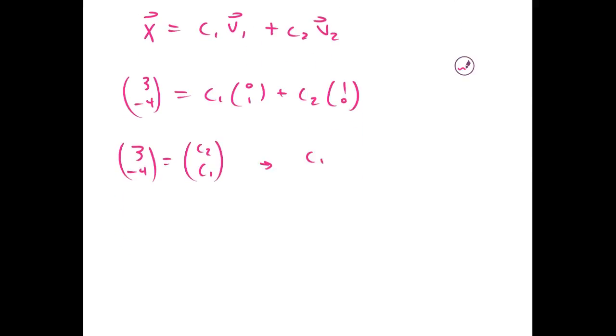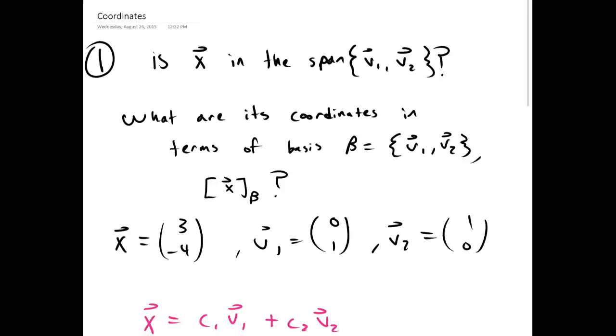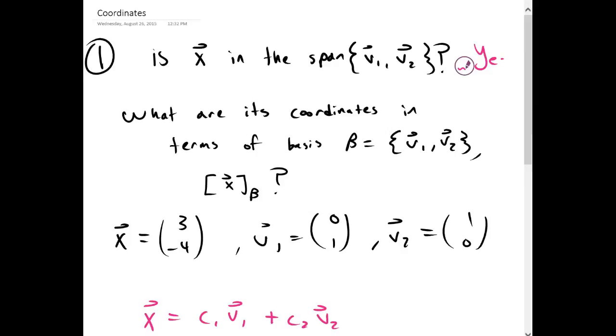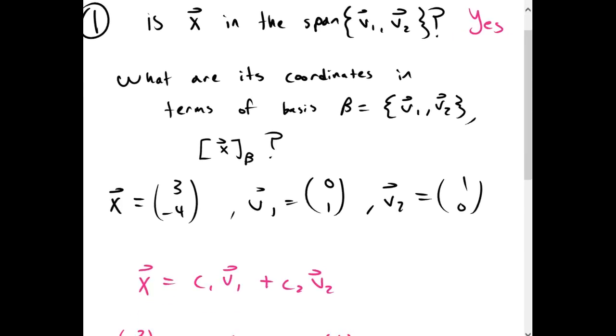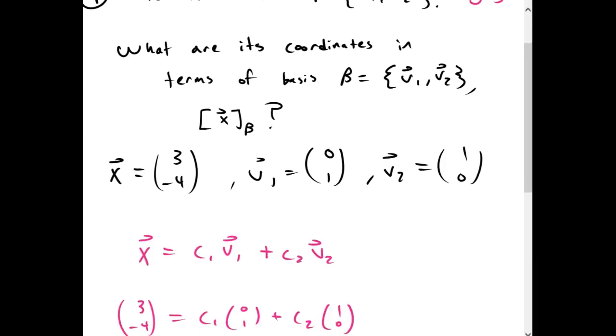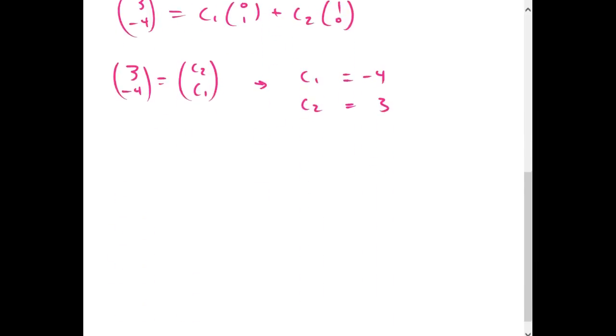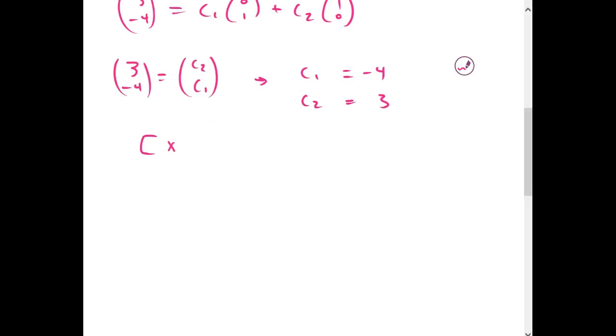So this tells us that c1 equals negative 4 and c2 equals 3. So the answer to the first question is yes, because we can find those constants. And now we're asked what are the coordinates in terms of the basis formed by those two vectors. And the coordinates are just these constants. So x in this basis is negative 4, 3.